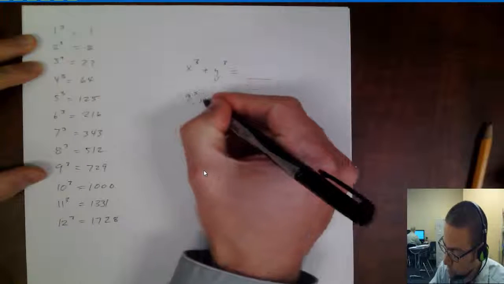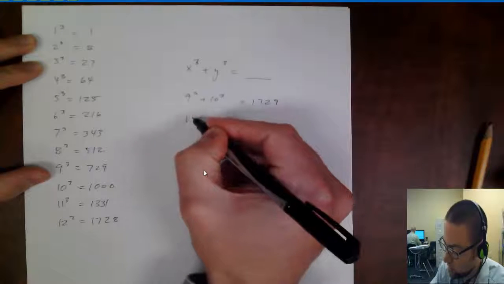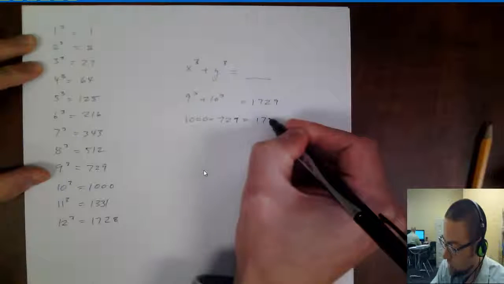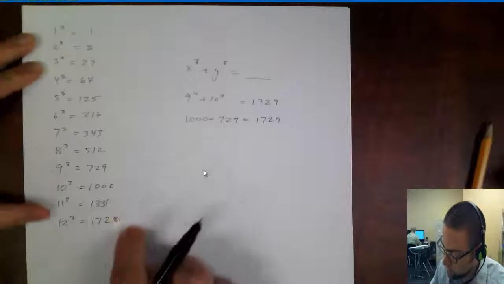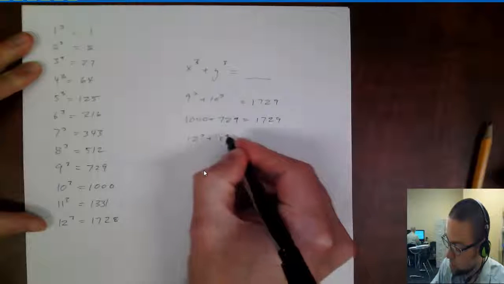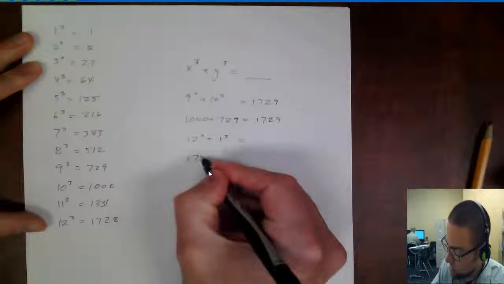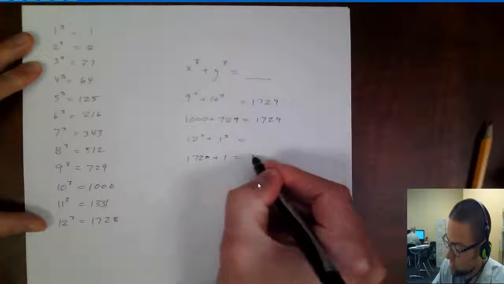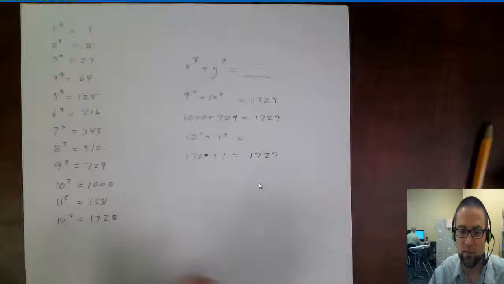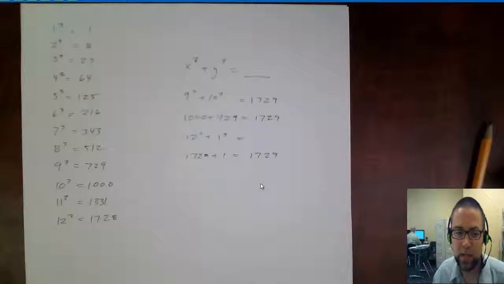9 cubed plus 10 cubed is 729 plus 1,000. Right? So 1,000 plus 729 is 1729. And then also you see here 12 cubed is 1728. So 12 cubed plus 1 cubed, 1 cubed is 1. So this is 1728 plus 1, which is also 1729. So I just thought that was interesting. I'm sure it wasn't his most amazing mathematical discovery, but it's one of the legends that lives on.